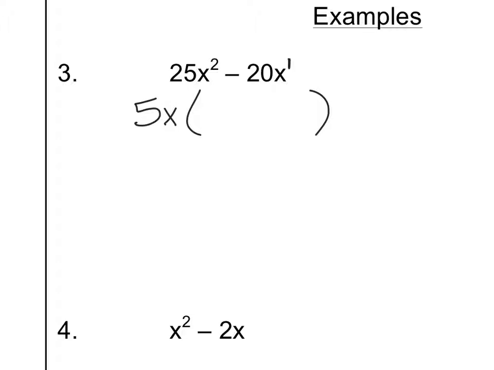So 25 divided by 5 is 5. I have two x's here. I'm taking one away, so I still have one left over. Then we've got negative 20 divided by positive 5, which is negative 4. And I had one x here. They took it away from me, so I don't have it anymore. And that's it. You're done. There's nothing else to factor. That is simplified.